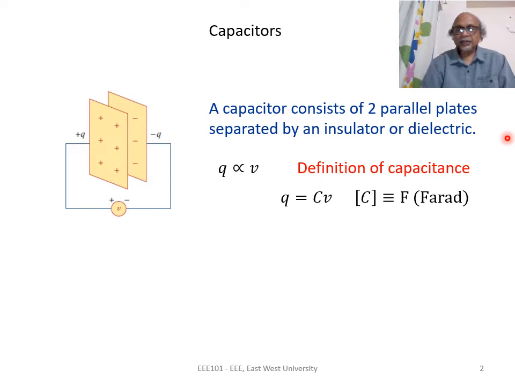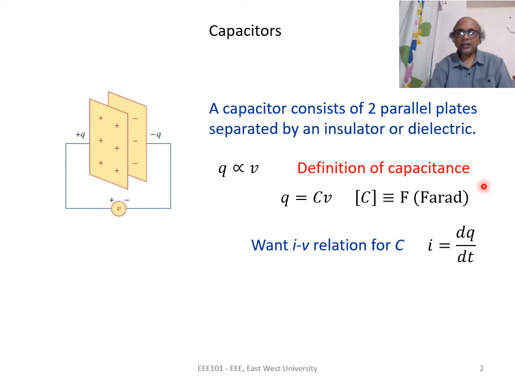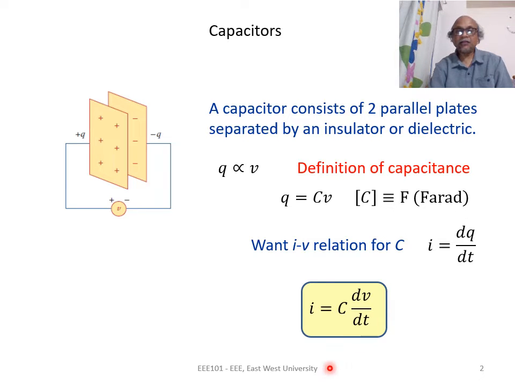In an electrical circuit, we are more interested in the relationship between the current and voltage. We recall that the current is the time derivative of charge. So using I equal to dq dt, the Q equal to CV equation can be recast in the form I is equal to C dV dt. This is called the IV relationship for a capacitance.